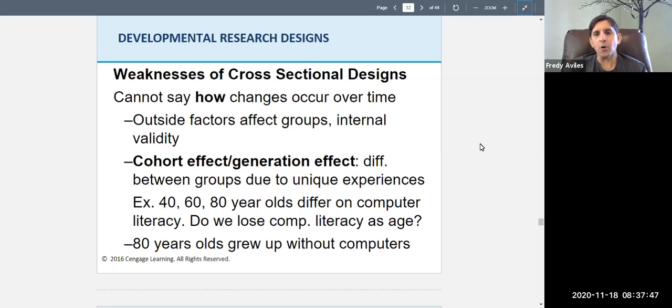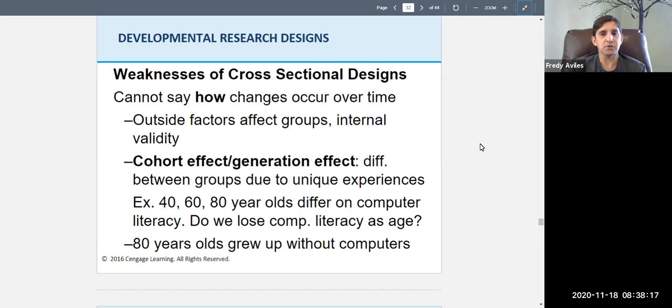It could be a cohort effect or what's called a generation effect. There are differences between the groups due to their unique experiences. Guess what? Your 40-year-olds, 60-year-olds, and 80-year-olds have had different life experiences. They grew up at different periods of time. The 40-year-olds have grown up with a lot more technology, a lot more information, and they're more likely to be tolerant because they've had different education than the people who are 60, the people who are 80. People who are 80 especially grew up at a very different time.